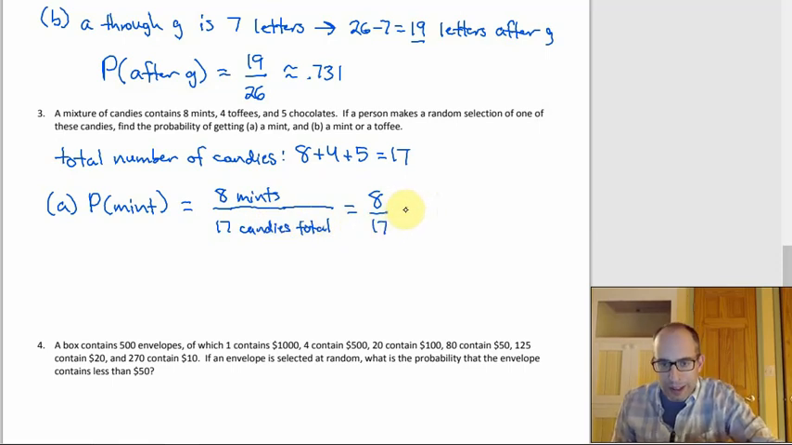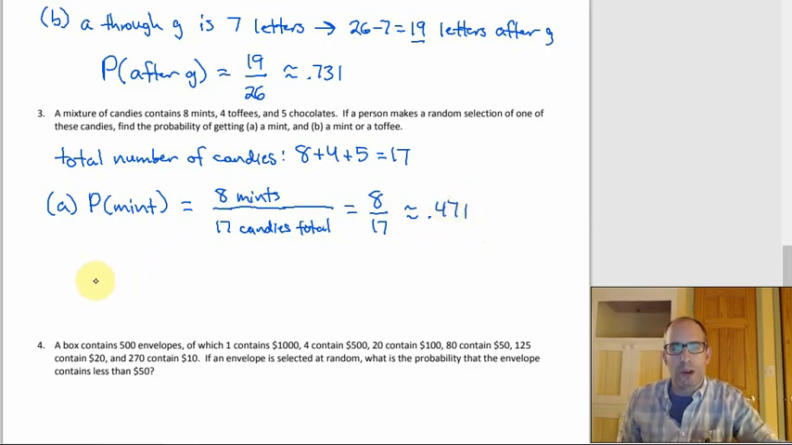And then as a decimal, that's about 0.471. Sometimes the homework asks for the decimals to 2 places instead of 3. I'm so accustomed to doing it to 3 that I just do it reflexively. But they may ask for 2, and if they ask for 2, then that's 0.47 instead of 0.471.